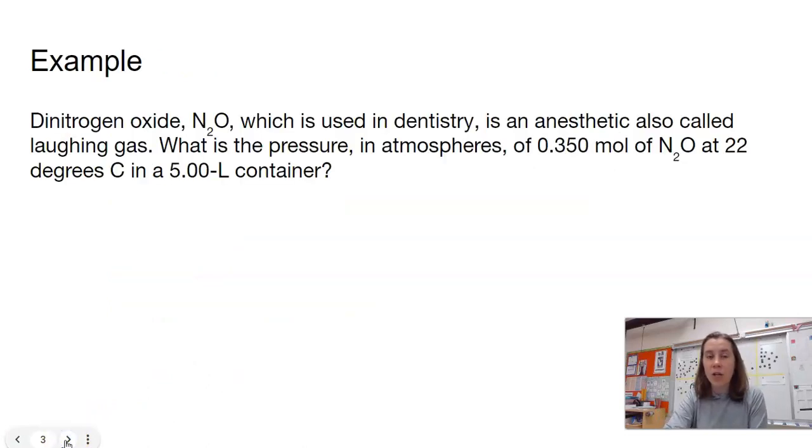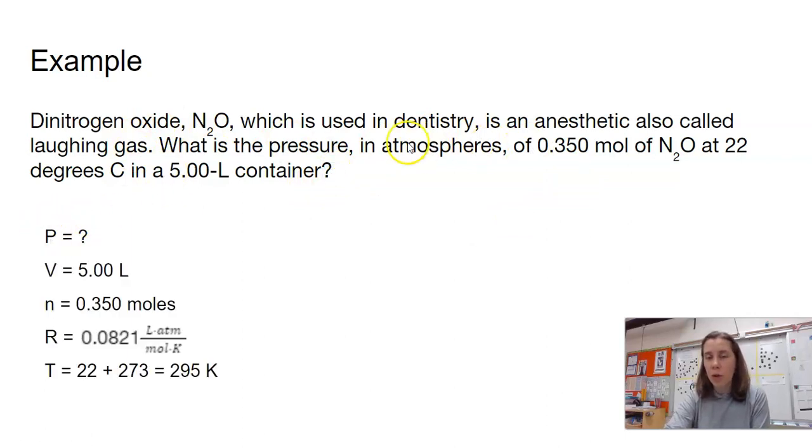So if we have dinitrogen oxide, which is N2O, which is used in dentistry, it's laughing gas if you've ever had a cavity filled. Sometimes they'll use that. So what is the pressure in atmospheres if we have 0.350 moles of N2O? We're at 22 degrees Celsius, and we have a 5-liter container. Okay, so the first thing we want to do is define each of the variables, and then you could just easily plug them into your equation.